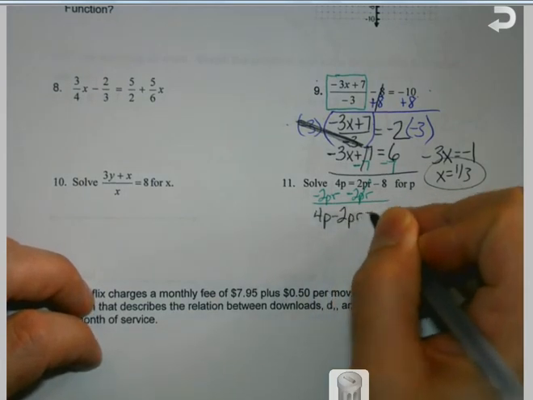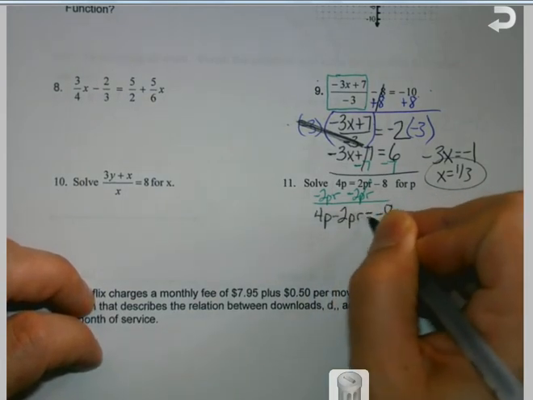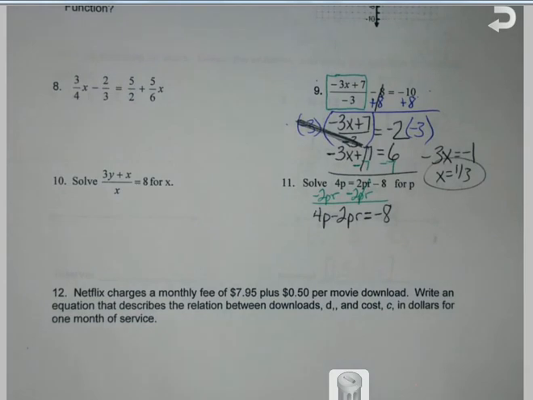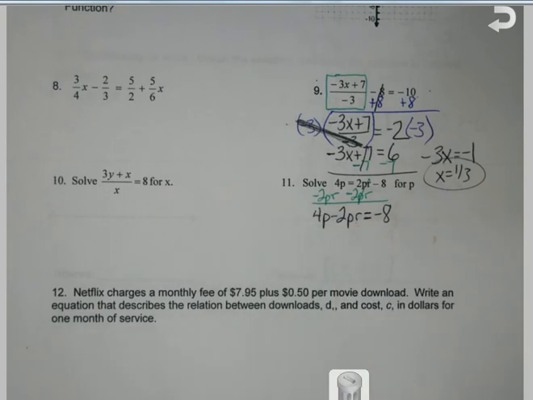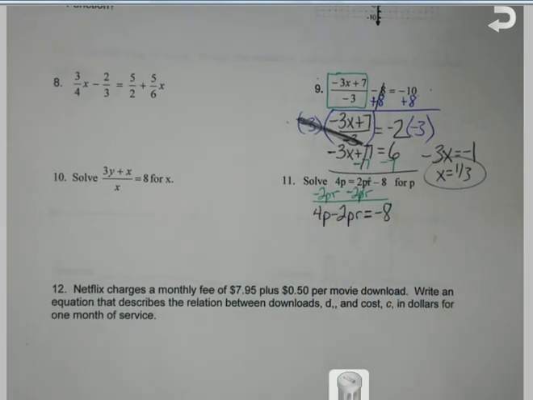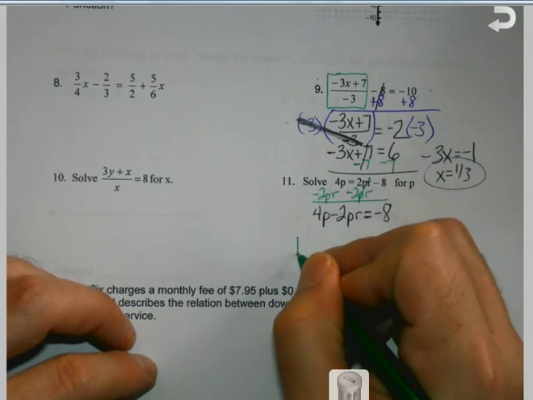Because then this should eerily start to look similar to something we've done before. I have 2 terms on the same side with the same variable that I'm trying to solve for. What do these 2 terms have in common? Okay, p. Now some of you may see a little more than that. Some of you may see 2p. So I'll explain how I can deal with it both ways.